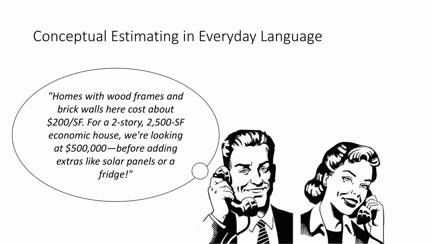This is something people do intuitively all the time. Homes with wood frames and brick walls here cost about $200 per square foot. For a 2-story, 2,500 square feet economic house, we're looking at $500,000 before adding extras like solar panels or a fridge. That's parametric thinking in everyday language.